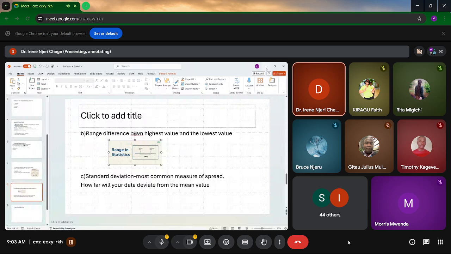Something else you can describe as a measure of dispersion is what we... Madam, we are supposed to have another class. Okay, but you go and look at these notes, you've done them before. Will you look at them?